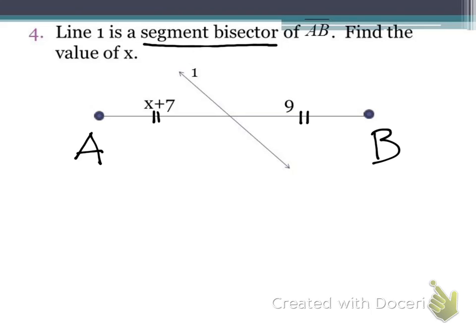So what can I do with the x plus 7 and the 9? Yeah, good. x plus 7 equals 9. I know I'm going a little fast. Sorry, I just get excited. I'll slow down a little, let you guys catch up.